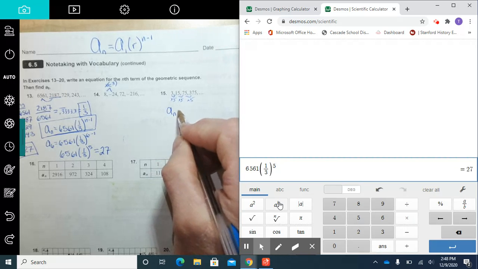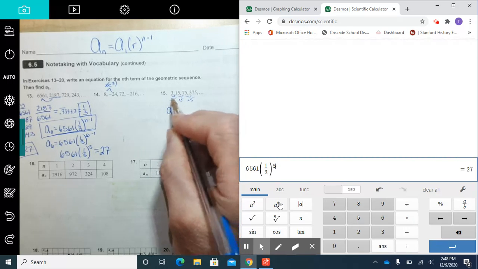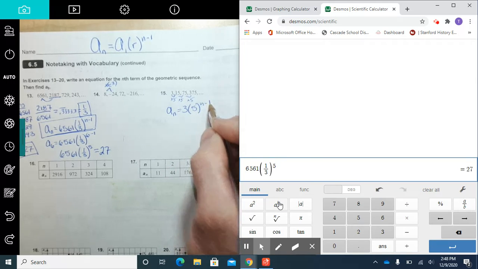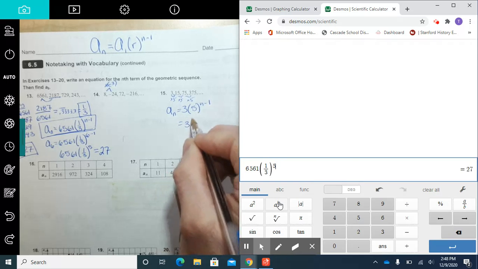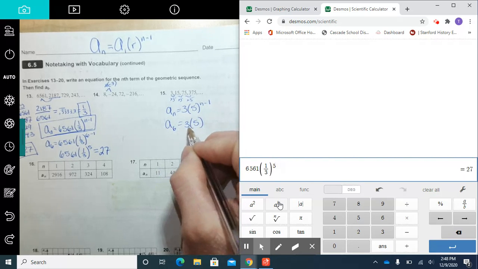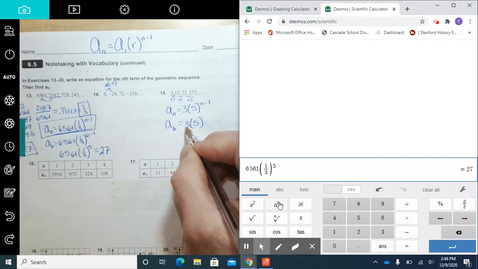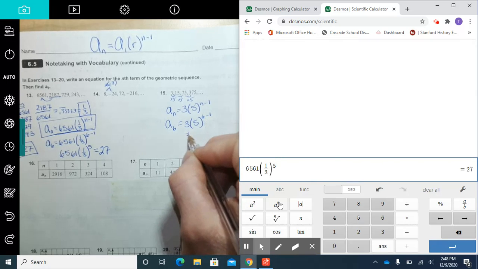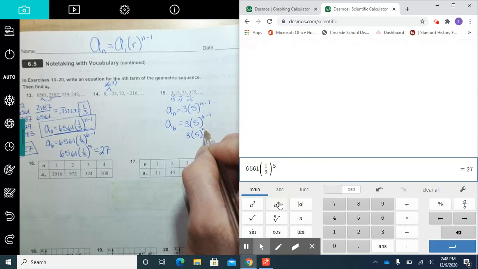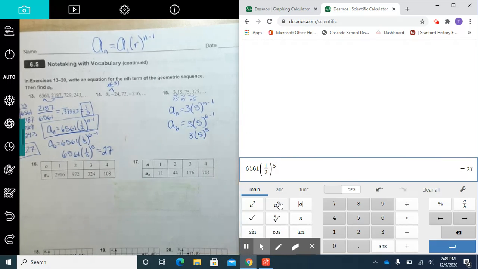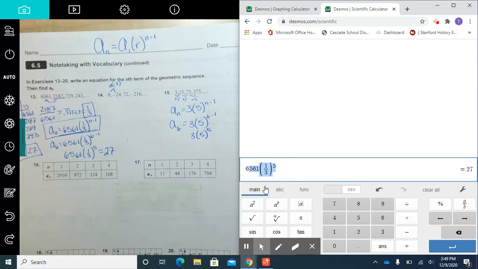So a to the n equals our first number times our ratio to the n minus 1. So the 6th term equals 3 times 5 to the 6 minus 1. 3 times 5 to the 5th power. Please don't do this as 25. That's not 25. That's 5 times 5 times 5 times 5 times 5. So I don't know what that is.